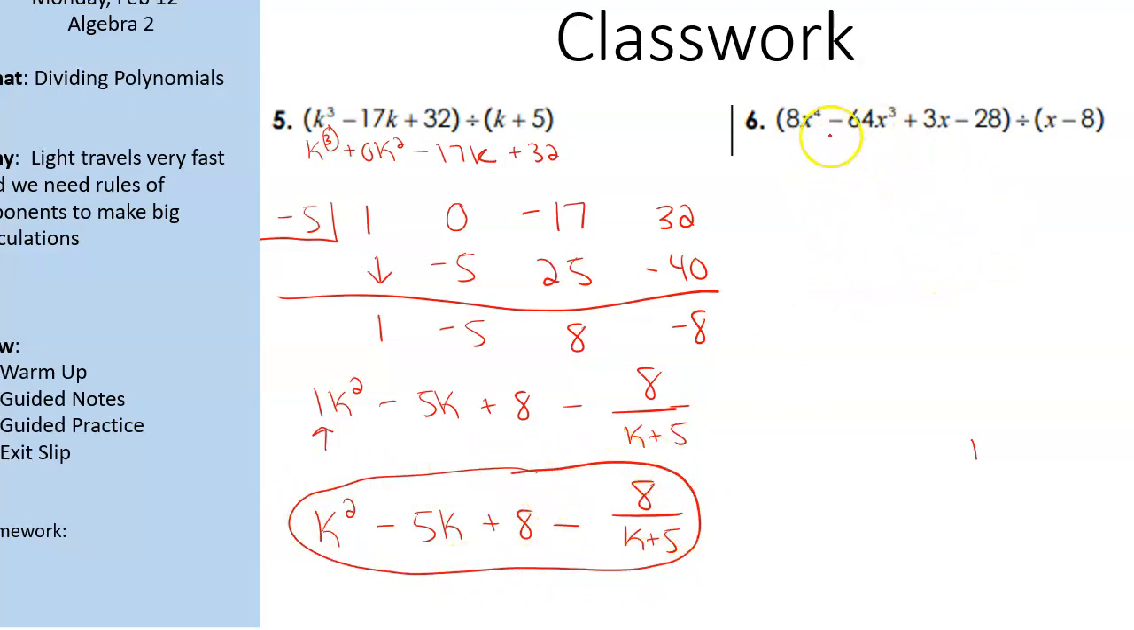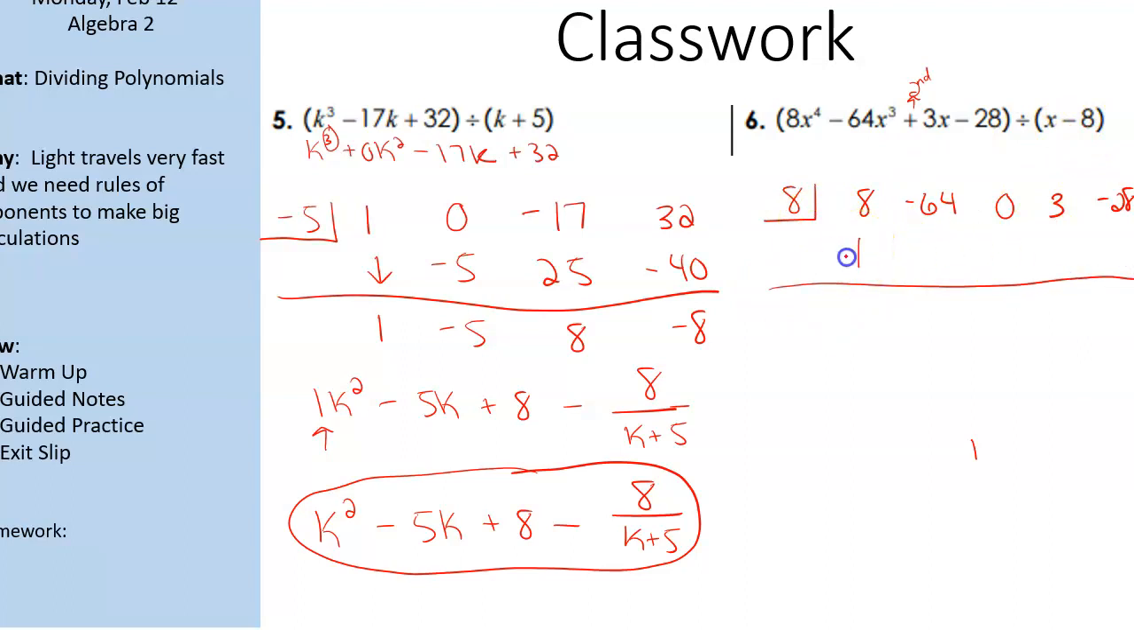Okay, last but not least, same thing, synthetic division. I have the fourth power, then the third. I'm missing my second power here. So I know I'm going to put a 0 in. And then I have first power, then I have my constant, so I'm good to go. So we're going to start with 8, negative 64, then my 0 for my squared, my 3, and negative 28. And in my box is going to be 8. Opposite of what I see, a negative 8, I put the opposite.